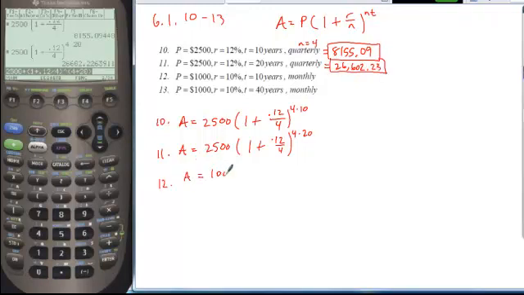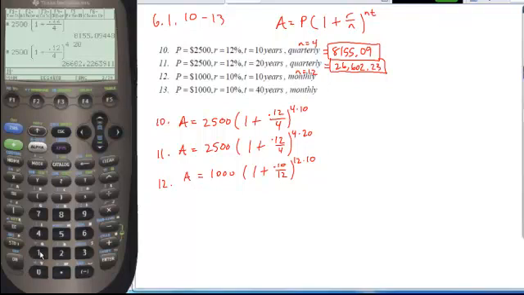Problem 12, I'm going to change some values. My initial amount of principal is $1,000. My interest rate is now 10%, which is 0.10. The number of compoundings is monthly, so that's a 12. And so when I plug that in for 10 years, these are the numbers I'll calculate. Go ahead and punch those into the calculator.